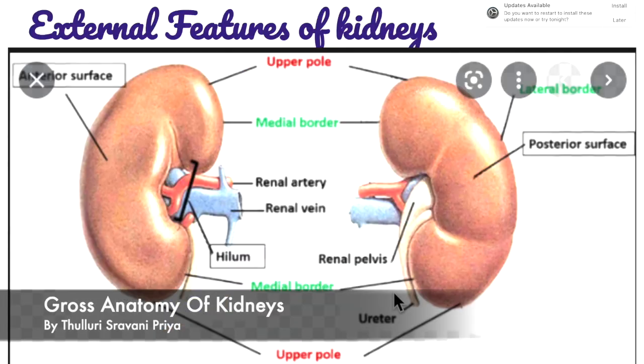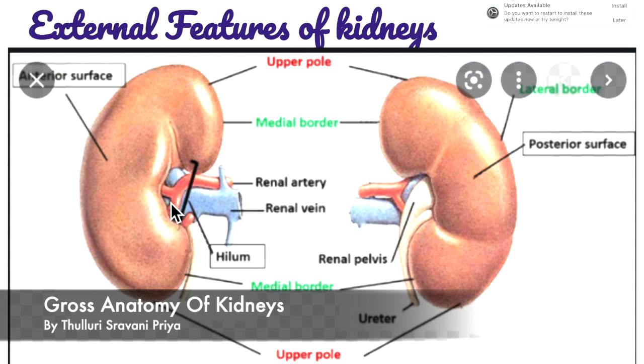We will see the external features of the kidney. This is the anterior surface and this is the posterior surface. This anterior surface is flat and irregular and it has an upper pole and lower pole. This upper pole is broad and it gives an attachment to the suprarenal gland. Comparatively, the lower pole is narrow. This upper pole is close to the median plane rather than the lower pole, and it has an outer convex border and this is the inner concave border.